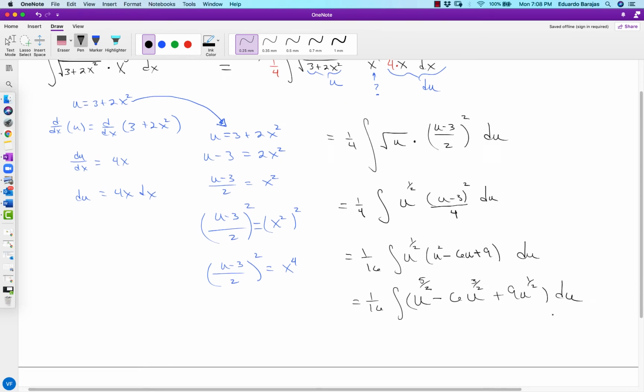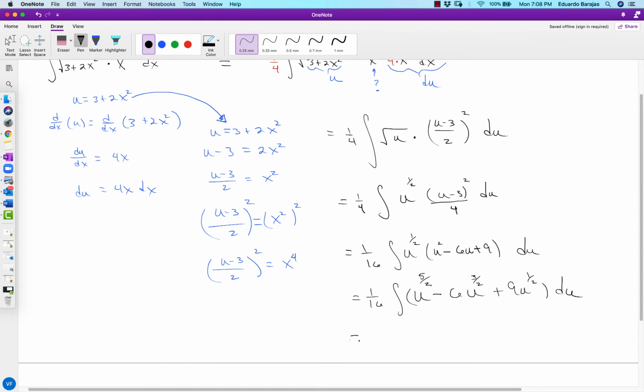And now we can just use our power rule to find these antiderivatives. This is going to be 1/16 times, and then I know I add 1 to the exponent, so this would be equal to u to the power of 7/2. And then I balance it out by multiplying it by 2/7, minus 6 times u to the power of 5/2, and I balance it out by multiplying it by 2/5, plus 9 times u to the power of 3/2, and again I balance it out by multiplying it by 2/3.